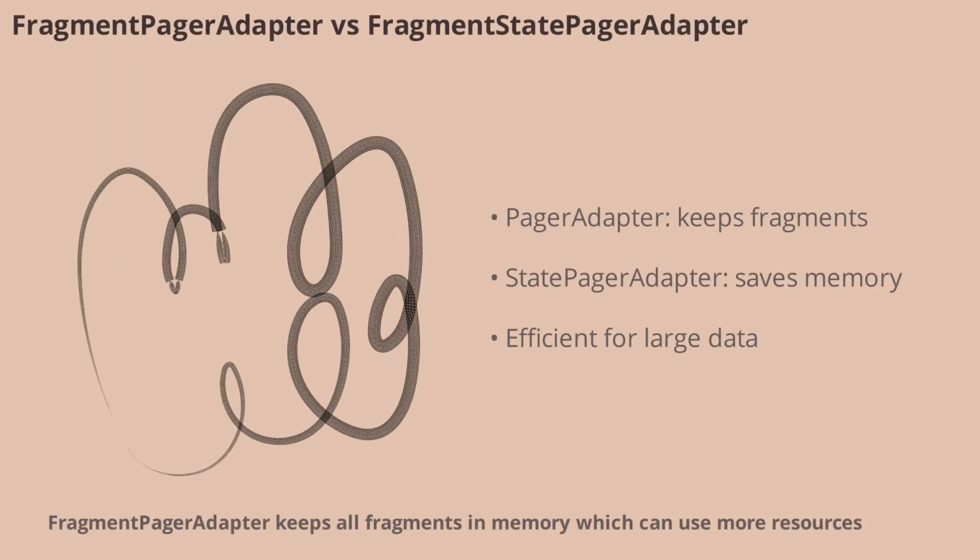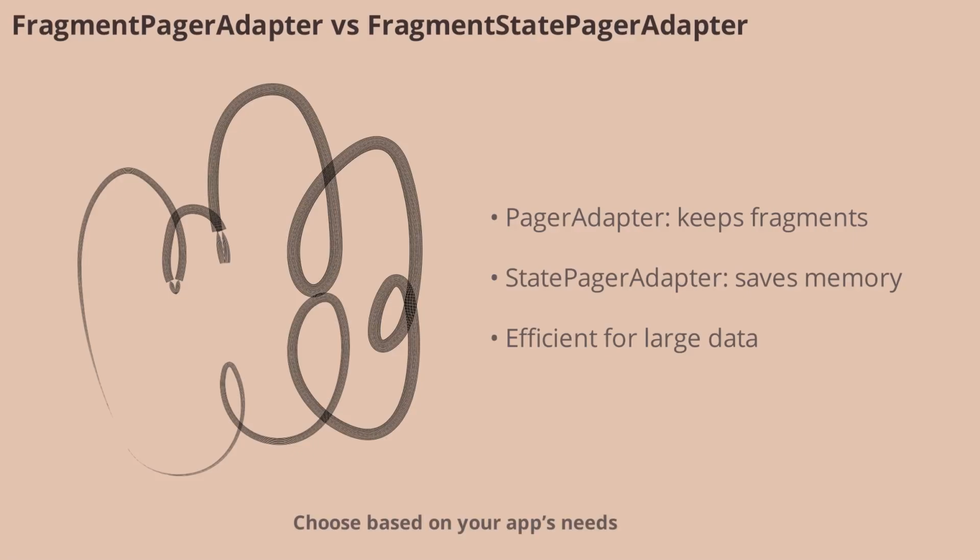FragmentPagerAdapter keeps all fragments in memory, which can use more resources. FragmentStatePagerAdapter destroys fragments when not visible, saving memory and handling large data sets efficiently. Choose based on your app's needs.